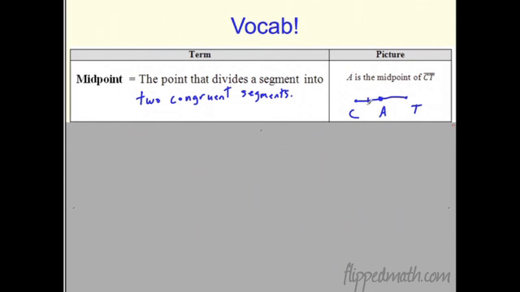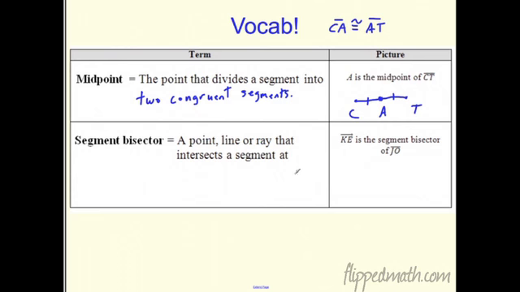What happens? This is congruent to this, so I've marked them the same. That's the picture. Now I know it's the midpoint because I know this segment is congruent to this one. If you want to write it out, you don't have to write this down, but I'm really saying CA is congruent to AT, and I know that because A is the midpoint. Awesome. Very good.